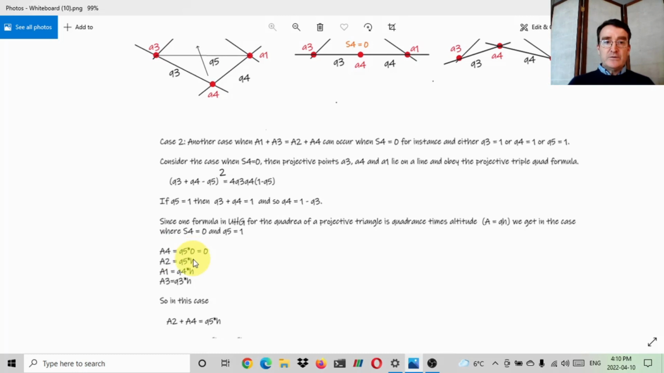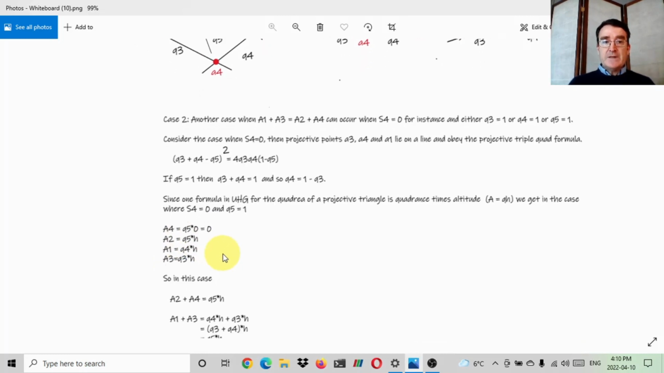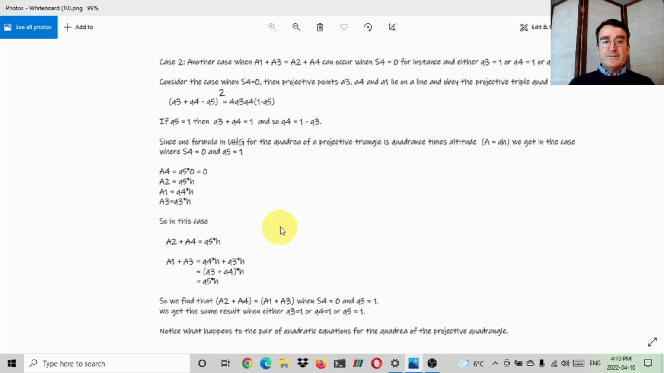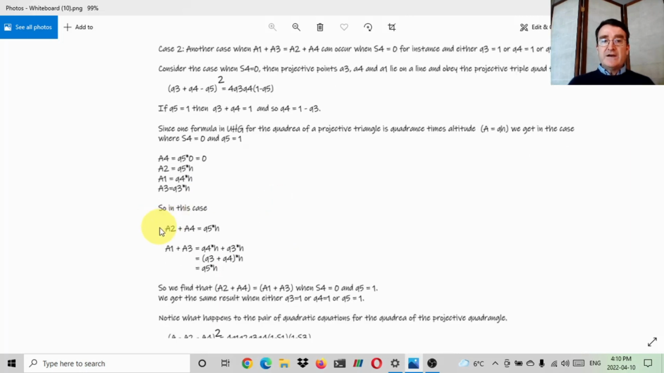We get the same result when either Q3 is equal to 1 or Q4 is equal to 1 or Q5 is equal to 1. So in this arrangement here, if Q3 is 1 or Q4 is 1 or Q5, the quadrance between A3 and A1, is 1. If for any of those cases, then we get the same condition.